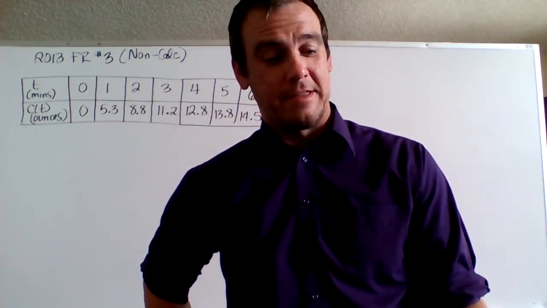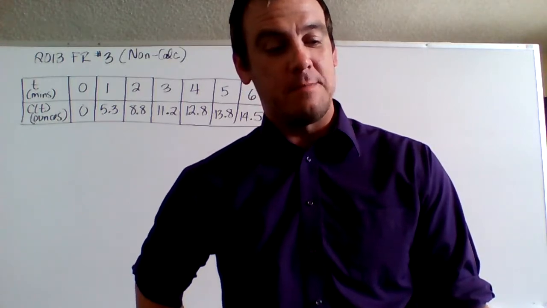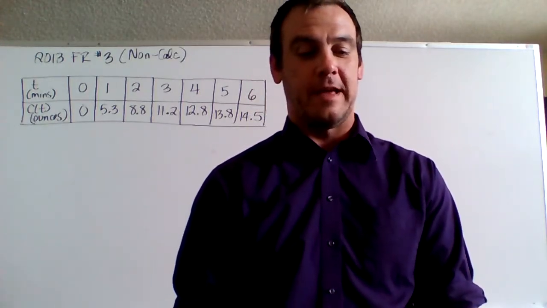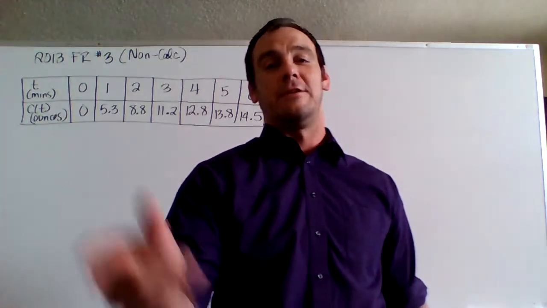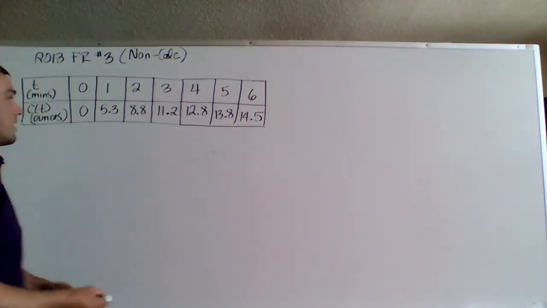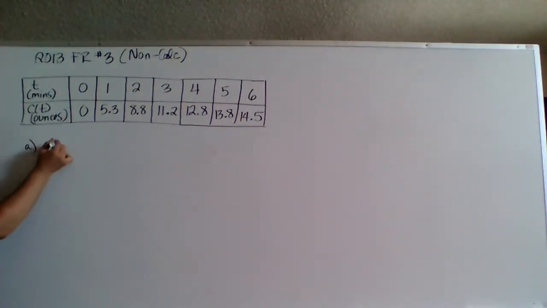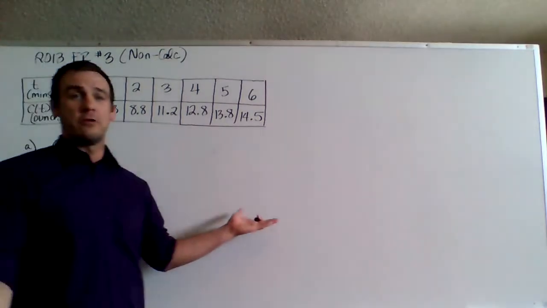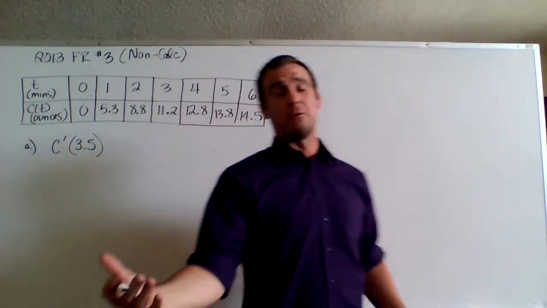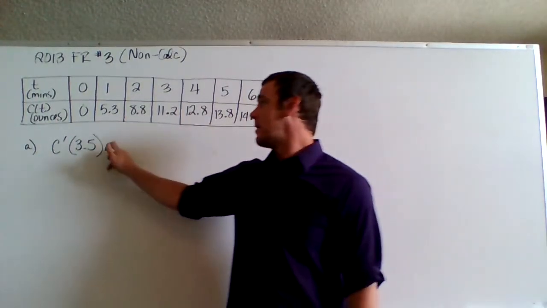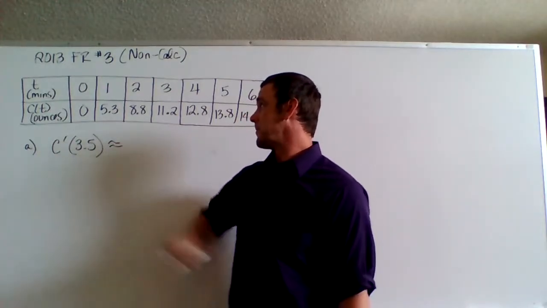Use the data in the table to approximate C prime of 3.5. Show the computations that lead to your answer and indicate units of measure. So we need to approximate C prime of 3.5. Now guys, we can't find the exact value because we don't have an equation. If we had an equation, then you could find the exact value. Here we're going to need to approximate it.